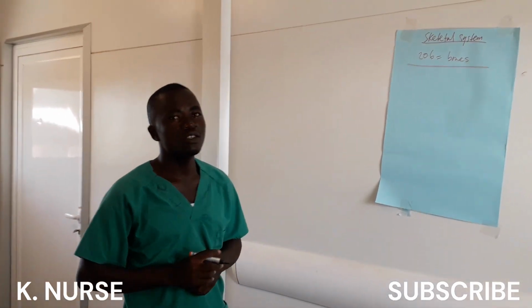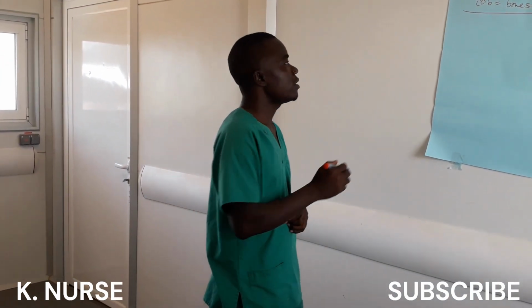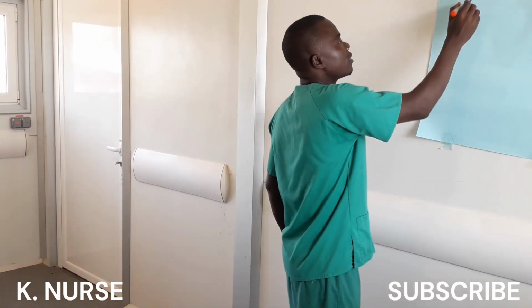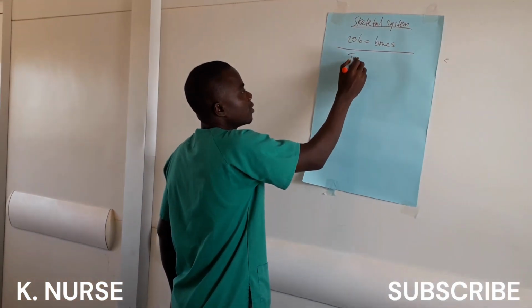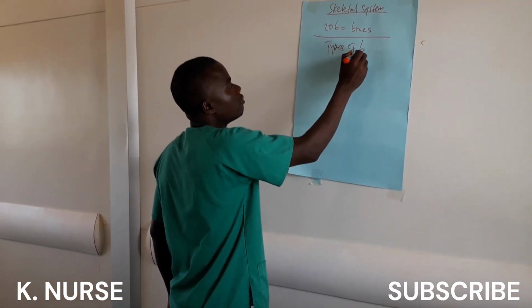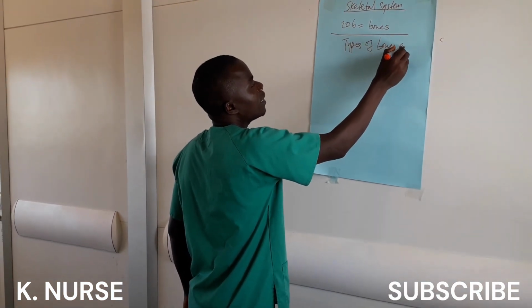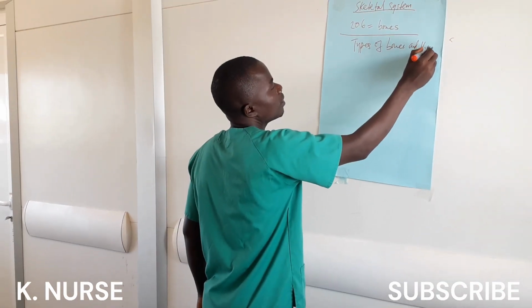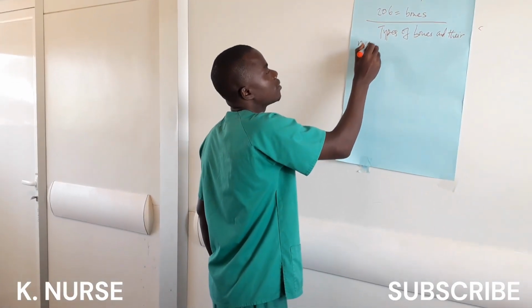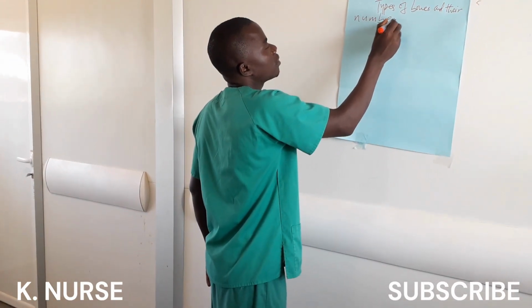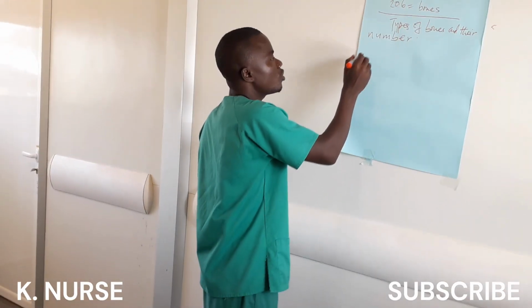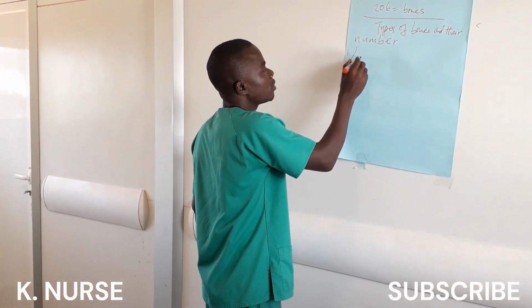Now let us know how to name the 206 bones. The 206 bones you are seeing, how did they come about? Bones are classified according to different origins or according to types. For instance, the types of bones and their numbers. One, we have the long bone.